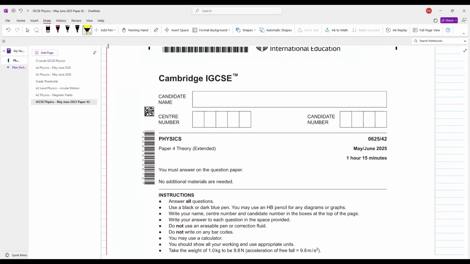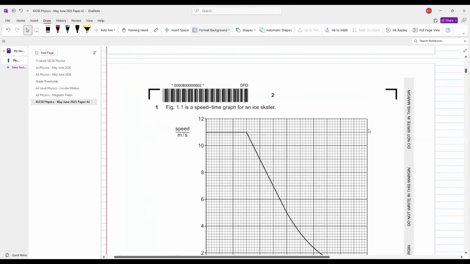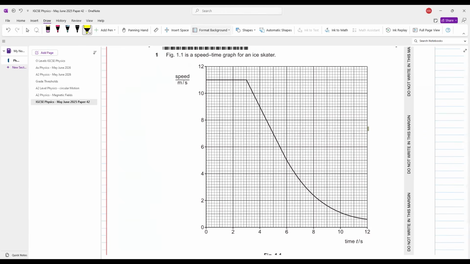Okay, students, let's get started with IGCSE Physics 0625, Paper 4, Variant 2, May June 2025. तो बेटा ये पेपर 4 है, वेरिएंट 2 है, मई जून 2025. Let's move ahead. Figure 1.1 is a speed time graph for an ice skater.